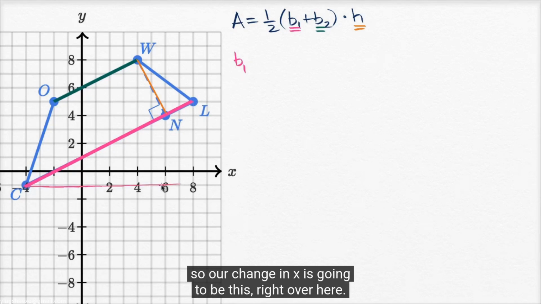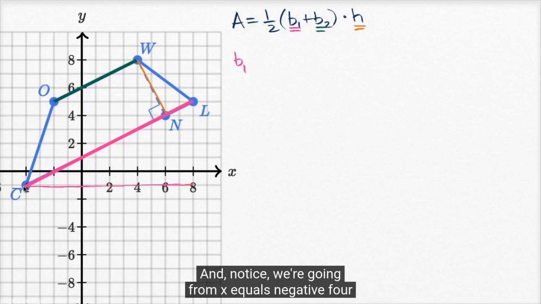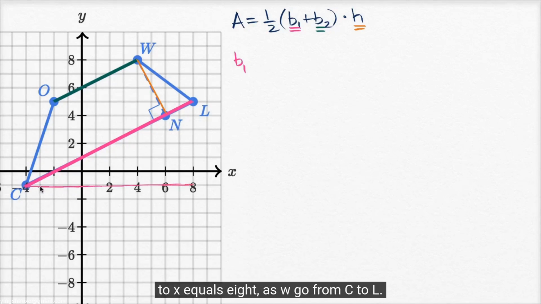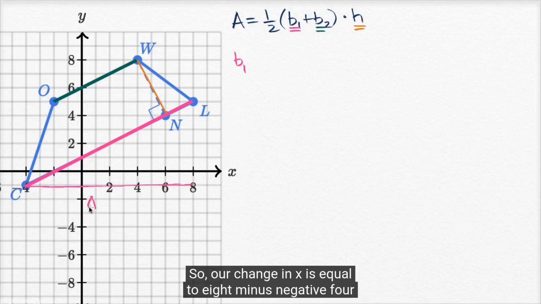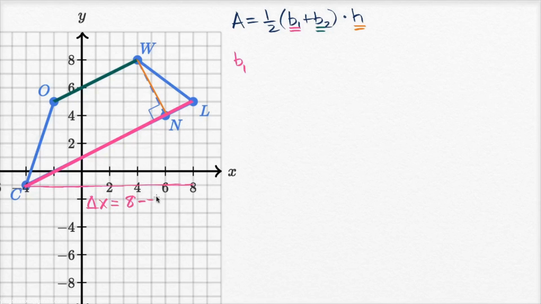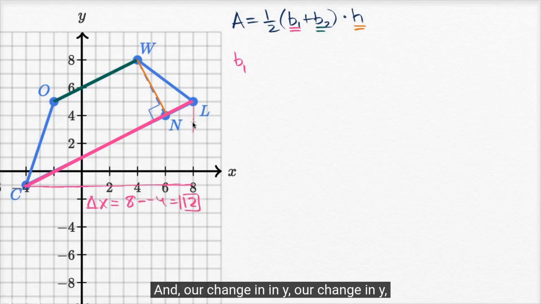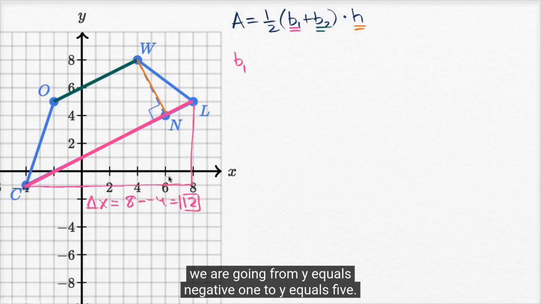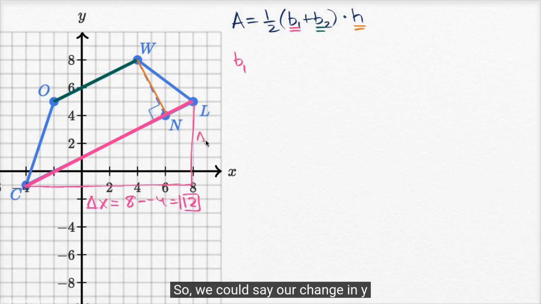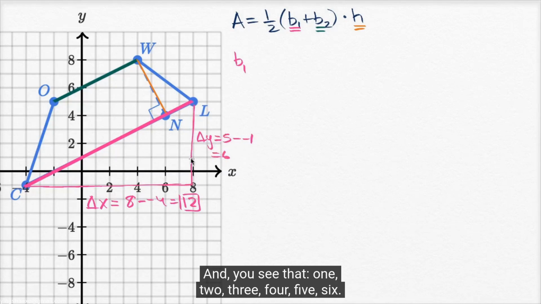So our change in x is going to be this right over here. And notice we're going from x equals -4 to x equals 8 as we go from C to L. So our change in x is equal to 8 minus negative 4, which is equal to 12. And our change in y, we're going from y equals negative 1 to y equals 5. So we could say our change in y is equal to 5 minus negative 1, which of course is equal to 6. And you see that here, 1, 2, 3, 4, 5, 6.